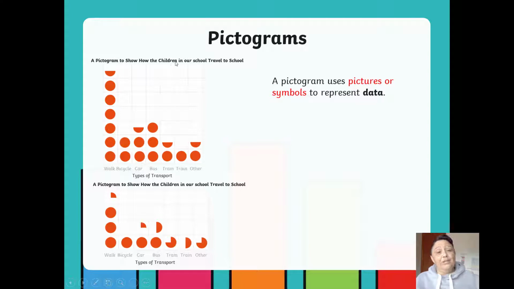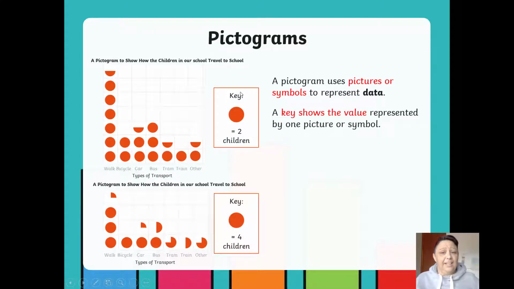They show how many children in our school travel to school, and as you can see, walk, bike, car, bus, train and tram and so on. Those are the types of transport that are used. The key to this is actually the key that shows the value. So in here, it doesn't matter what this is, the key shows the value of each of the circles.